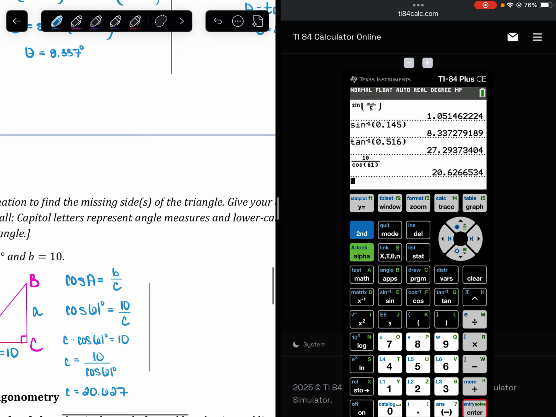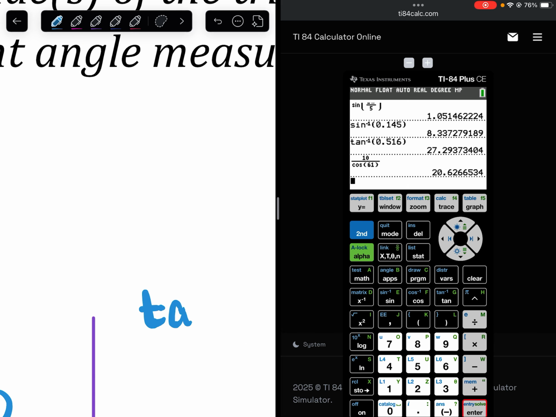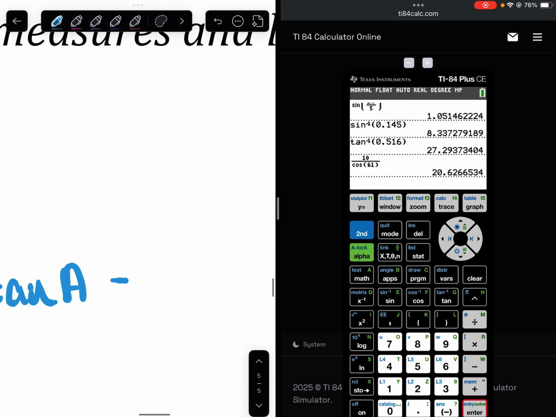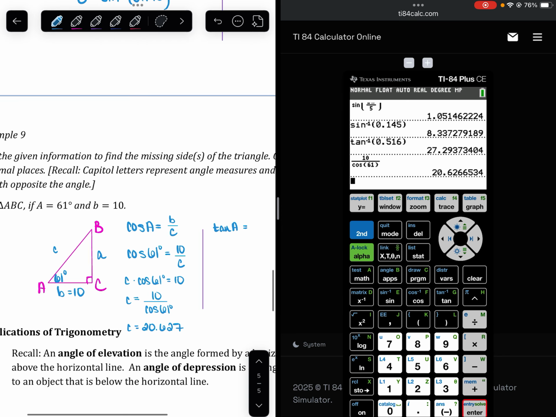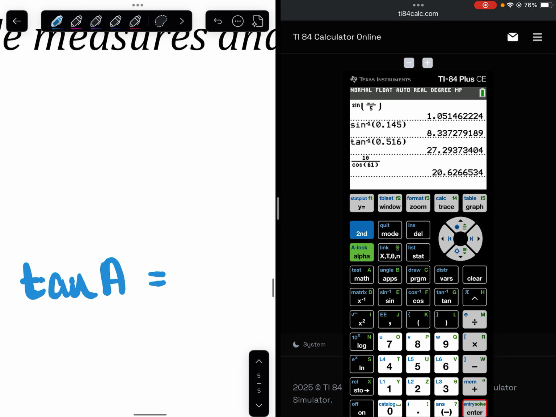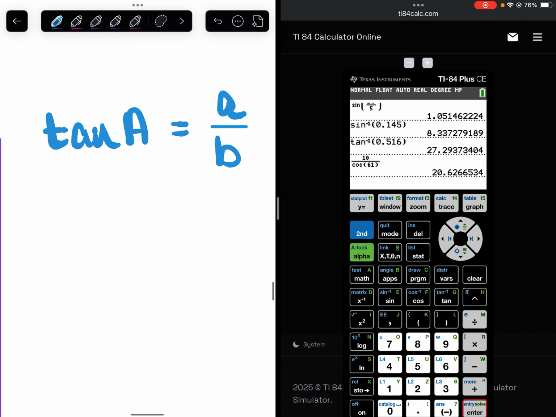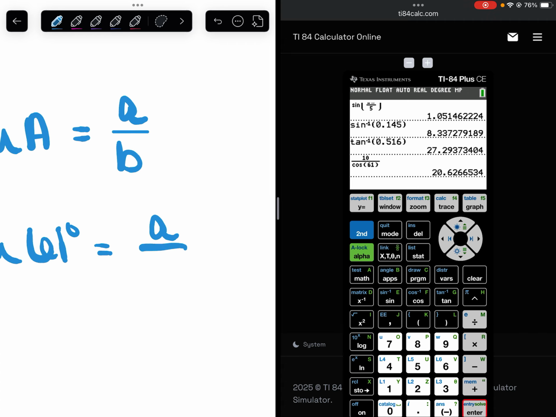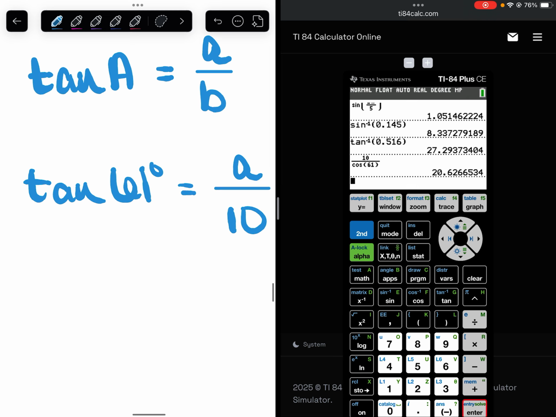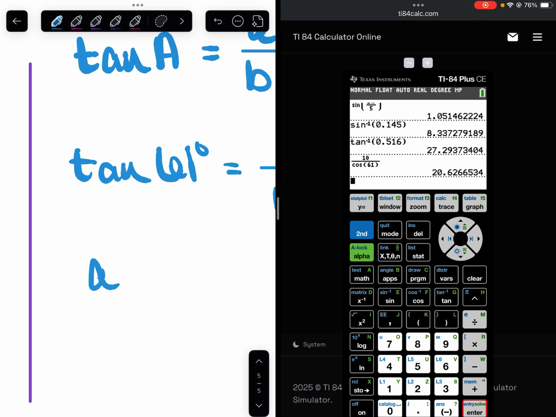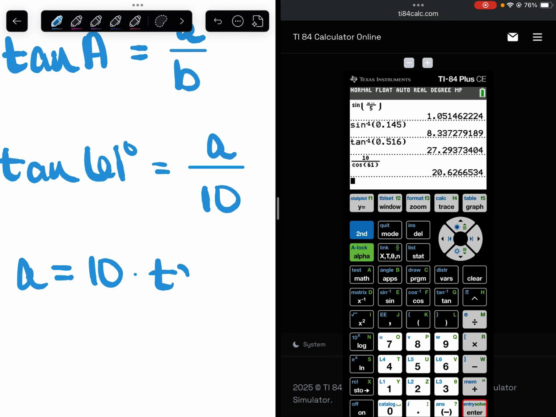So tangent of angle A is equal to the opposite leg, which is little a, divided by the adjacent leg, which is little b. And then we go plug in. So tangent of 61 degrees is equal to A, because we don't know it, over B, which is 10. So multiply both sides by 10. So side A is equal to 10 times the tangent of that 61 degree angle.